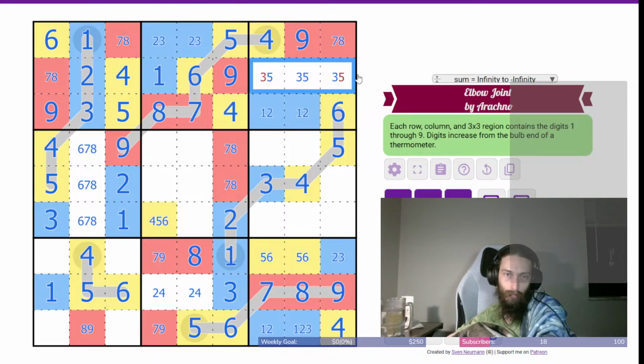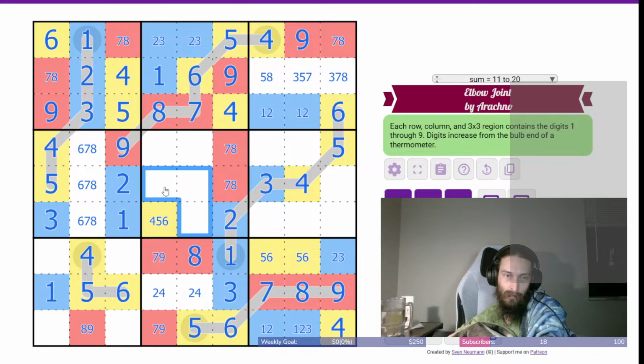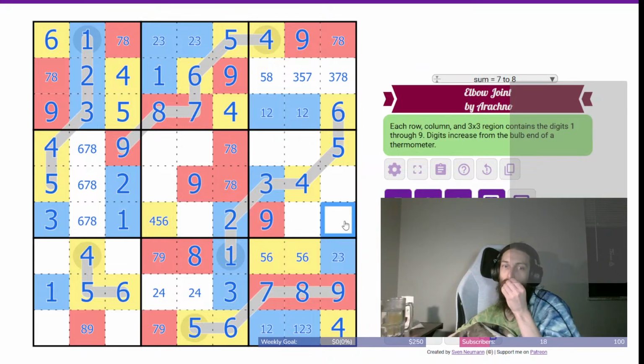Three, 5, 7, or 8. 9 can be placed in box 5. And because if you look at box 6 now, where could 9 go in box 6? Sorry, I should have gone the other way. 6 and then box 5. Yeah.